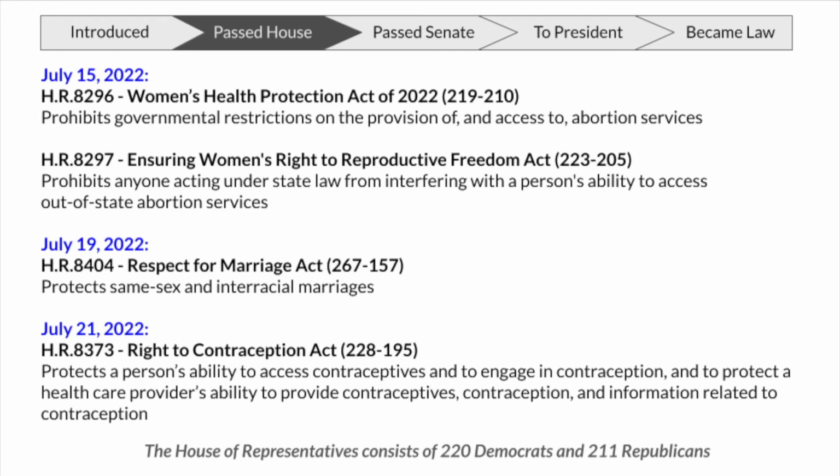On July 19th, the House voted 267 to 157 to pass a bill to protect same-sex and interracial marriages. 47 Republicans joined the Democrats to pass the bill. On July 21st, the House voted 228 to 195 to pass a bill to protect access to contraceptives. 8 Republicans joined the Democrats to pass the bill.